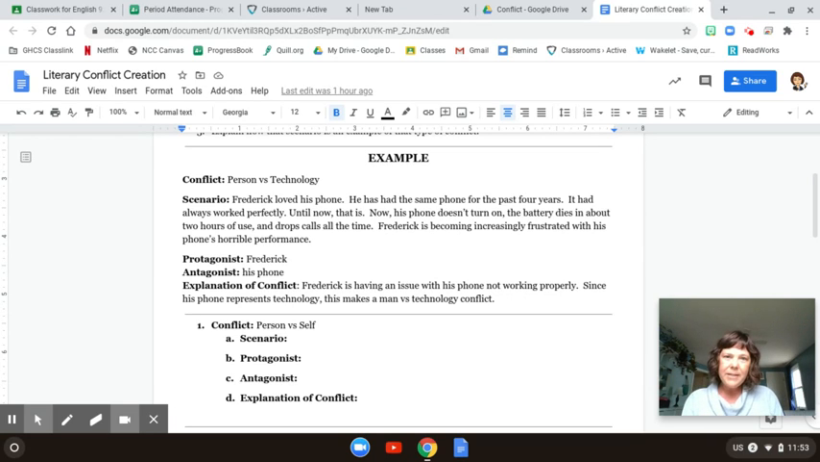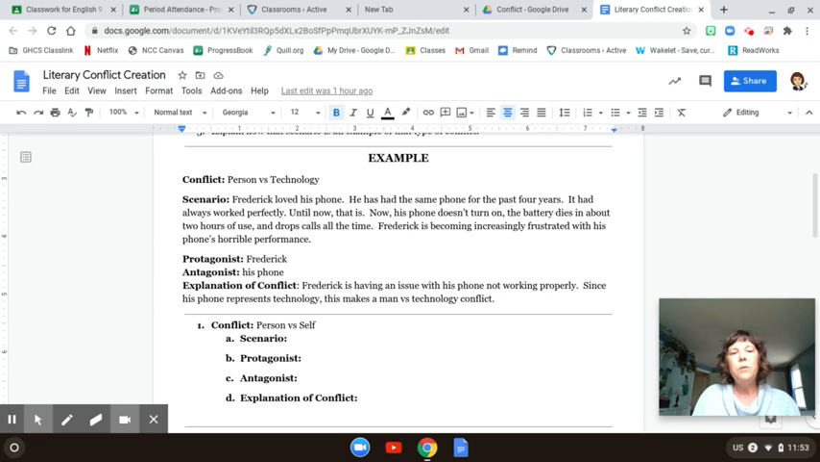The protagonist in this scenario is Frederick. That's the main character. The antagonist, what is Frederick struggling or fighting with? He's fighting with his phone. Explanation of the conflict. So this is where you kind of summarize the scenario. Frederick is having an issue with his phone not working properly. Since his phone represents technology, this makes it a man versus technology conflict. And that's what you need to do.